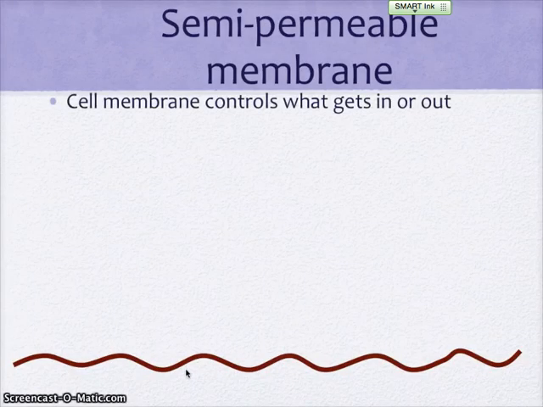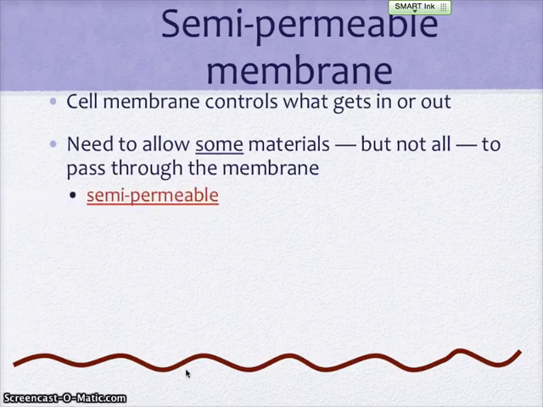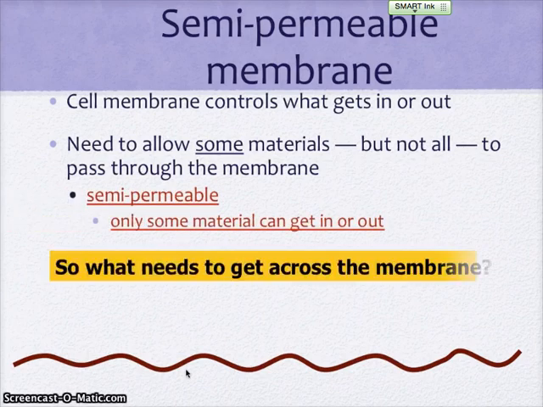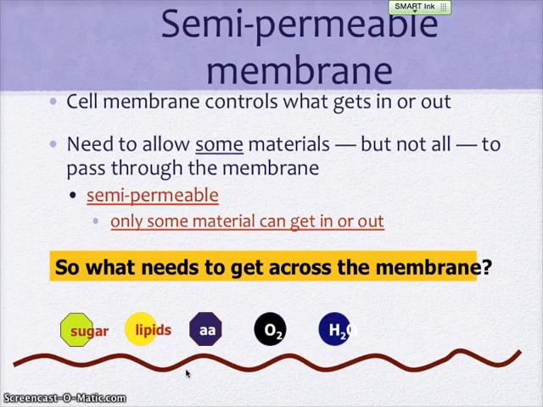So again, permeable means if things can pass through or not. So semi-permeable means that certain things can come through. So the cell membrane basically controls what things get to go into the cell or out. Some materials, but not all, need to come through. So what needs to get across the membrane? Sugar, lipids, AA stands for amino acids, which are used to build proteins, oxygen, water, salt, and waste.